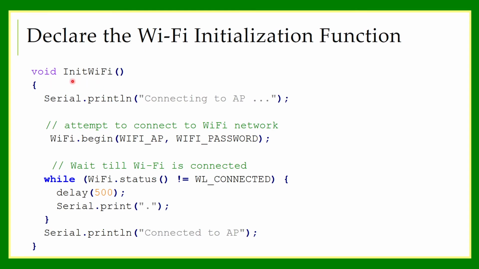Then we declare our own init Wi-Fi function, the initialization for Wi-Fi. These are some useful debugging commands so that we can see in the serial terminal the progress of the Wi-Fi connection. Then Wi-Fi begin. These are pretty standard uses of the library, so you can also find them in the library's documentation. Here, you keep checking whether the Wi-Fi is connected or not. If it is not connected, then wait for 500 milliseconds and then try again. So keep trying until the Wi-Fi is connected. Once it is connected, it will return a status code, and that way we can say it's connected to the AP.